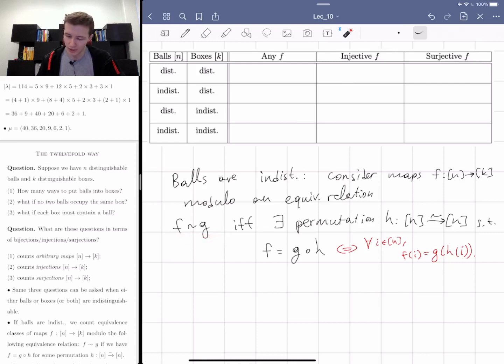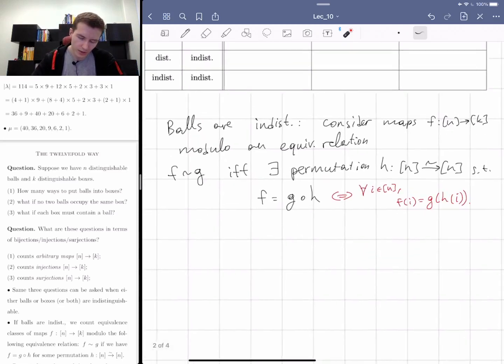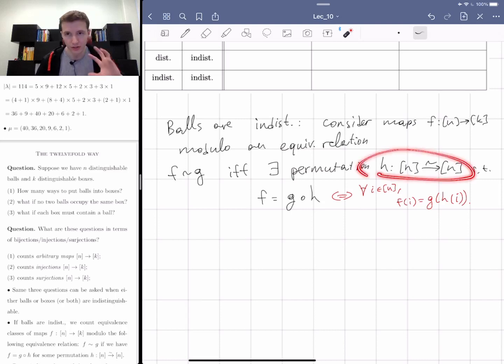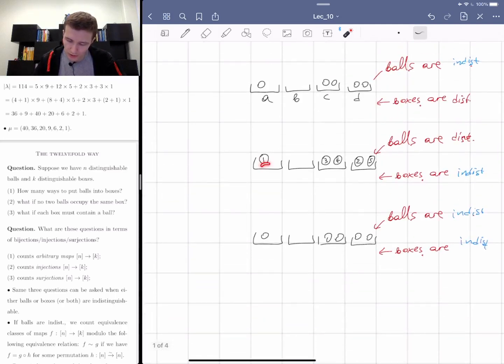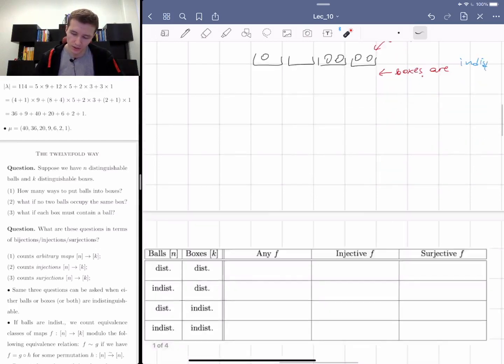It's easy to check that this actually defines an equivalence relation. It's reflexive, symmetric, and transitive. And this permutation h literally just relabels the numbers on the balls. So you forget the labeling by allowing all possible permutations of the numbers of the balls.